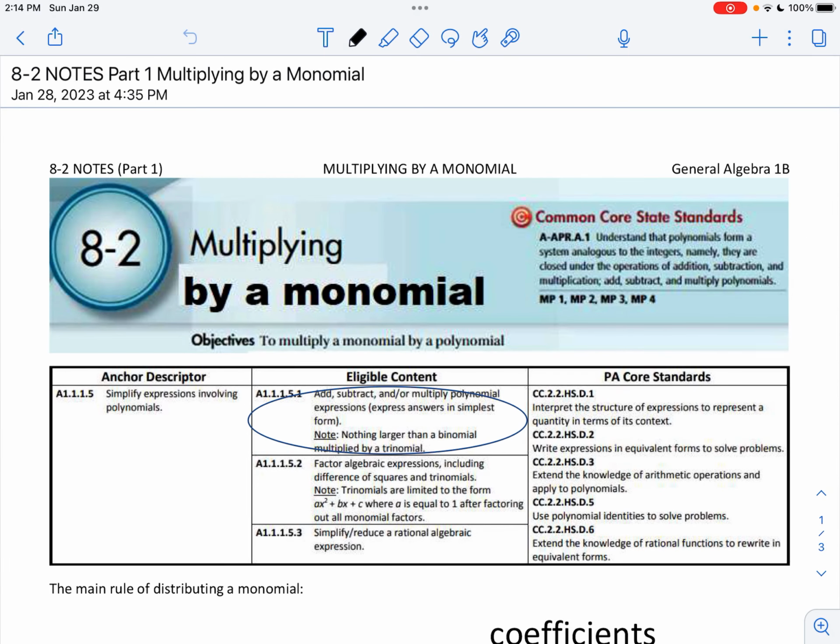Hey everybody, moving into 8.2. Now I am going to say that this is 8.2 part 1 because 8.2 covered more than what I thought it should in one lesson. We're going to break 8.2 down into a few things.